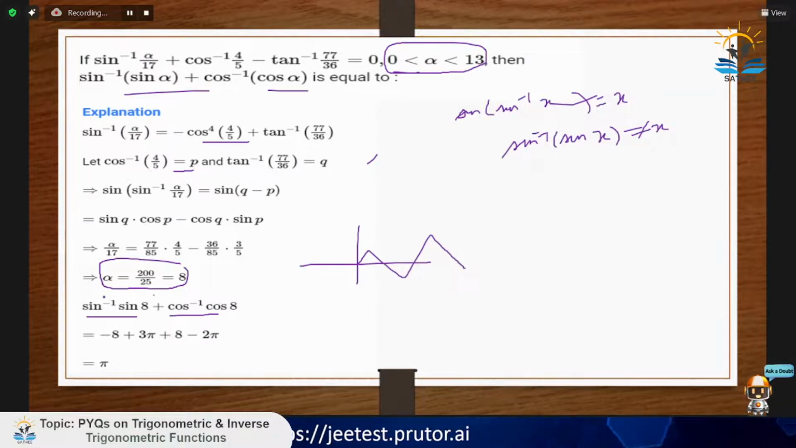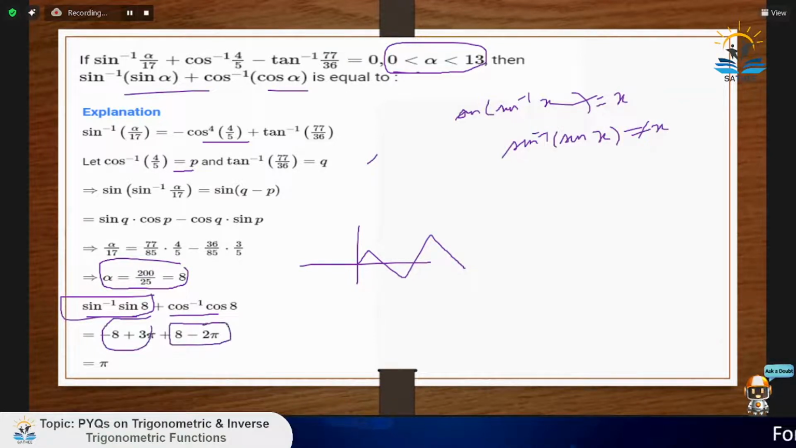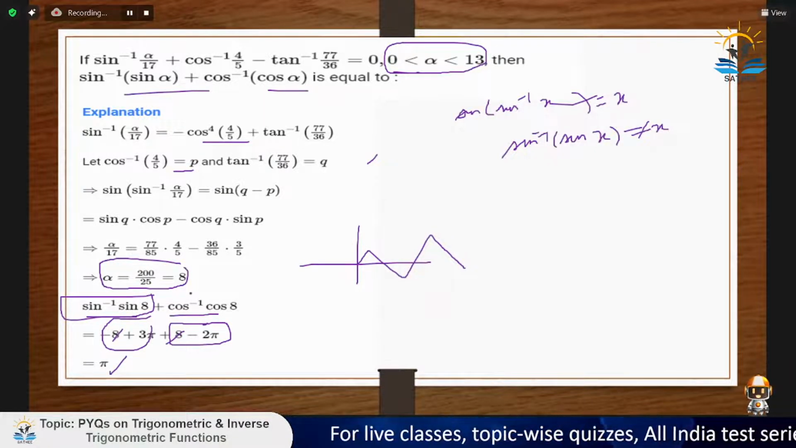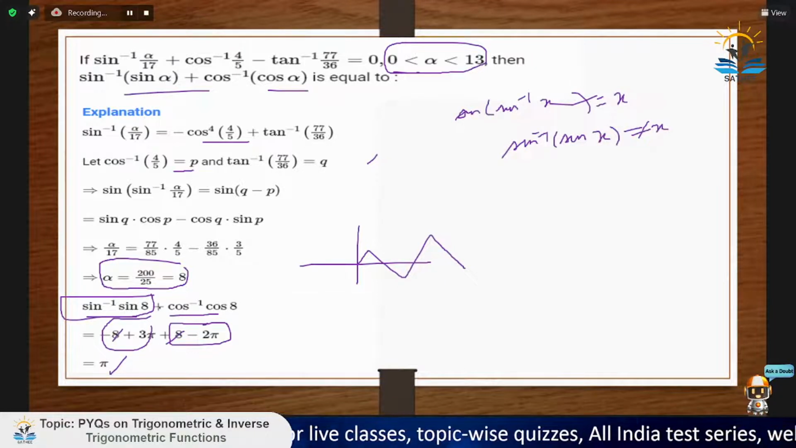From there you can see that sine inverse of sine 8 is equal to minus 8 plus 3 pi, and cos inverse cos 8 is equal to 8 minus 2 pi. So on further simplifying, 8 and 8 will cancel, and you will get pi as your final answer. Why so? Because sine of sine inverse x is always equal to x, but sine inverse of sine x is not equal to x each time. This depends upon the graph, on which straight line you currently are. So when you check for 8, you would be on the line minus x plus 3 pi.